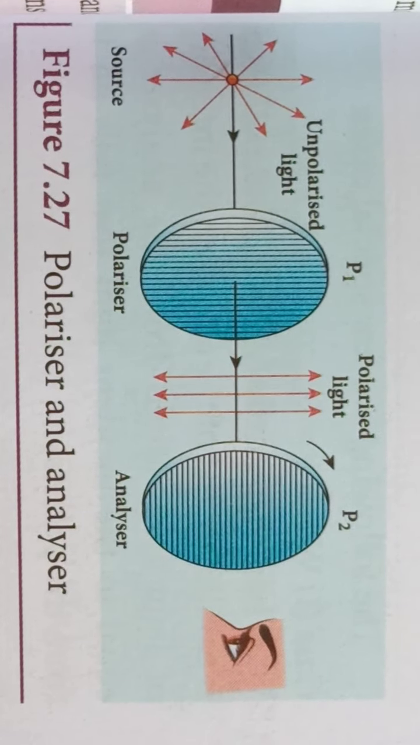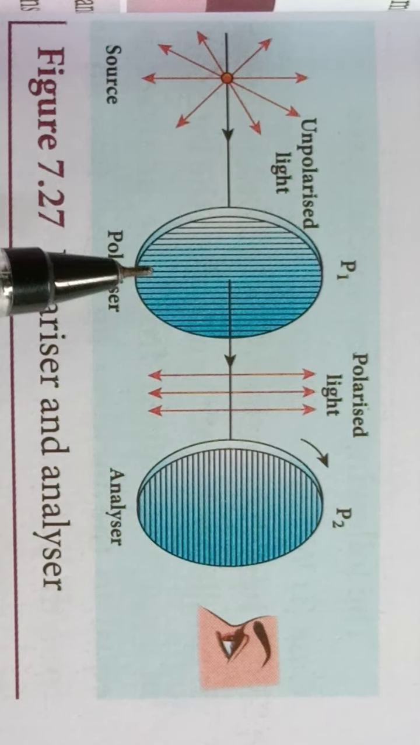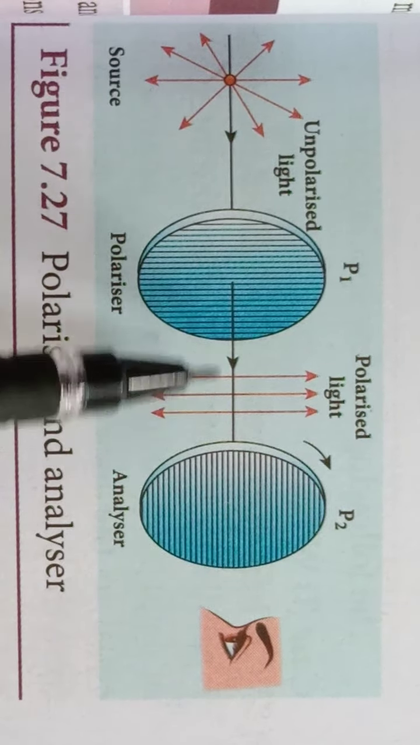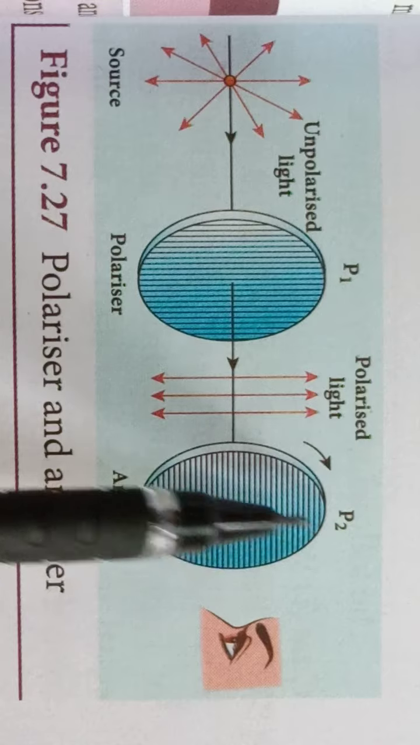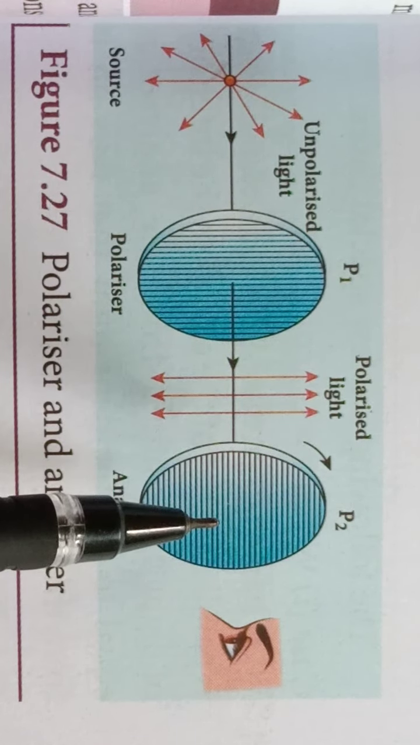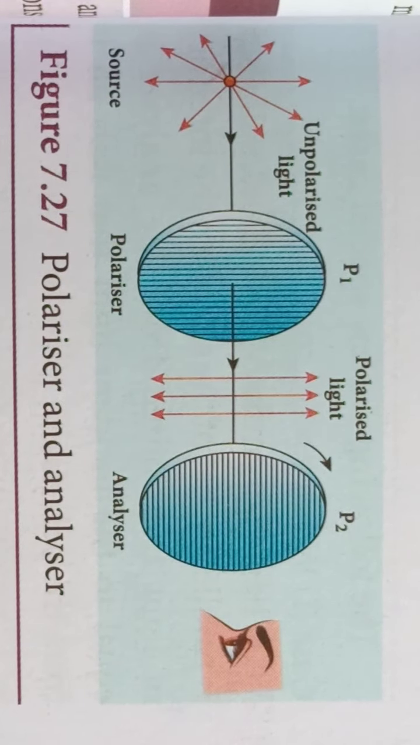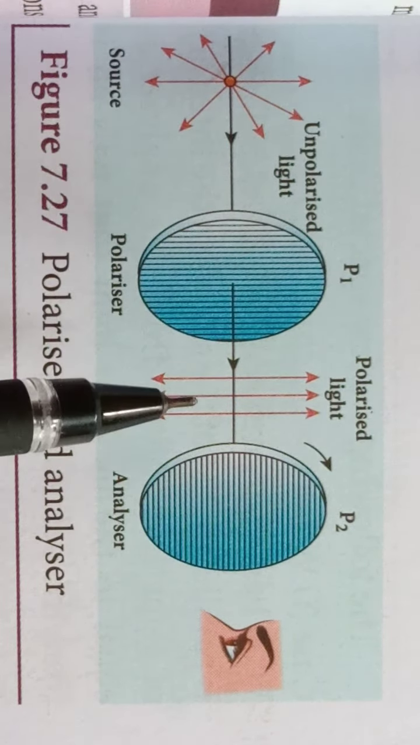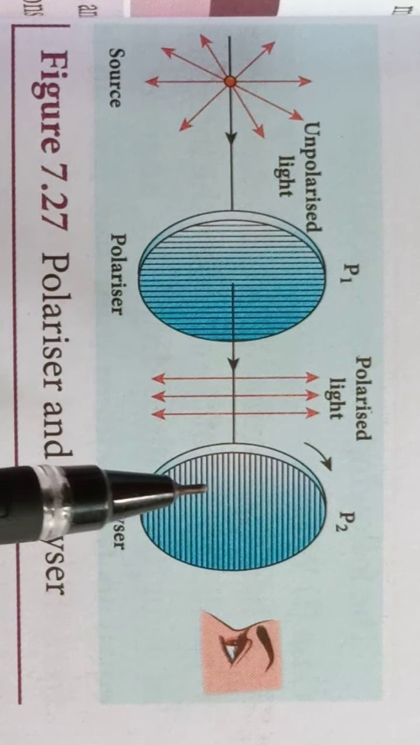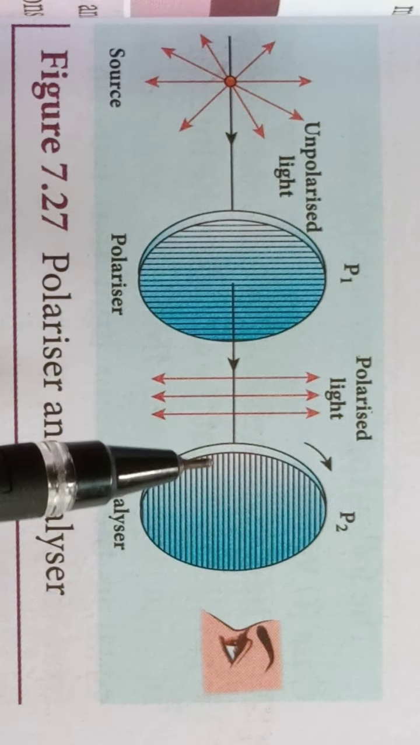That is called plane polarized light. The first polarizer converts unpolarized light into polarized light; it is called the polarizer. The second polarizer, P2, is used to examine whether a beam of light is polarized or not; that's called the analyzer. The analyzer examines the light coming after the polarizer, whether it is polarized or unpolarized light.